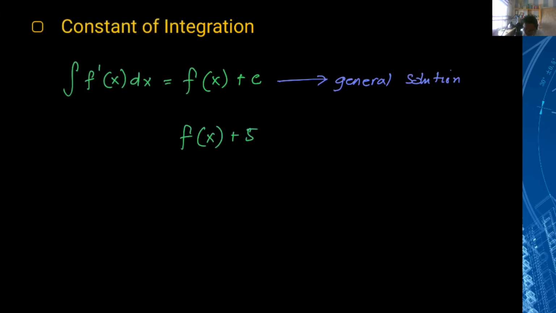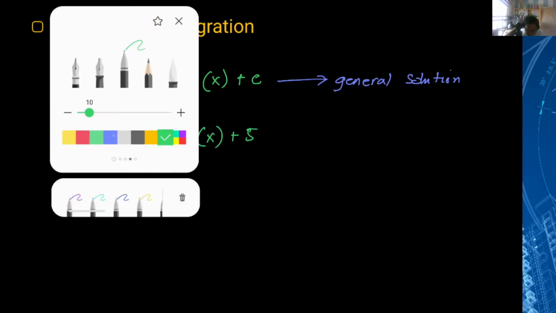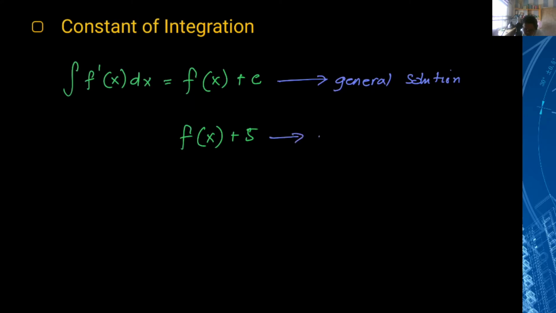Take for example, if you already know the value of c, for example if we have this plus 5, so c here is 5, we can now say that this is a particular solution. So the problem here is how to evaluate the constant of integration to become a particular solution. In other words, we will find the specific solution. So let's jump to the examples.